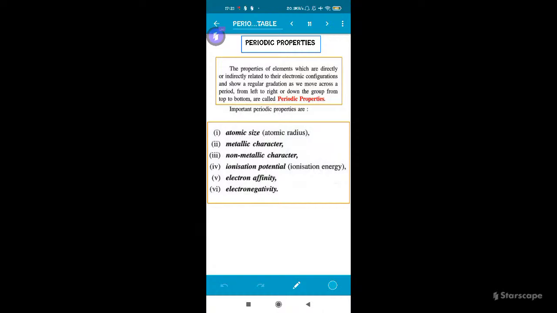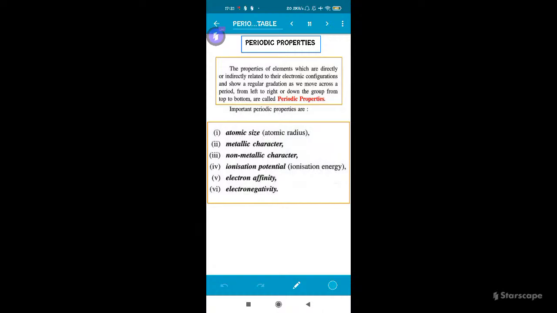What type of variation we will learn. And also if we move from left to right in a single period, the elements in that period will also show a gradual variation in the properties. What type of change will occur or why the change will occur, we are going to learn about that also.